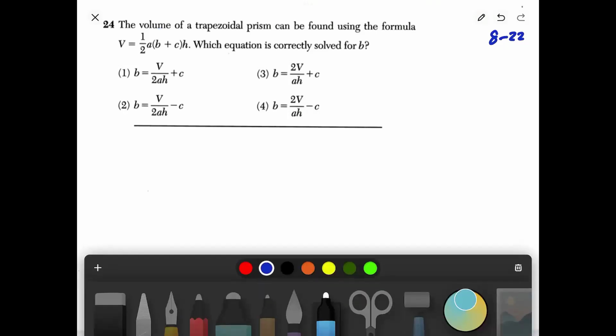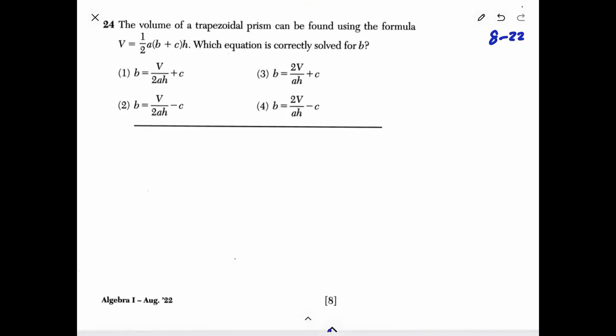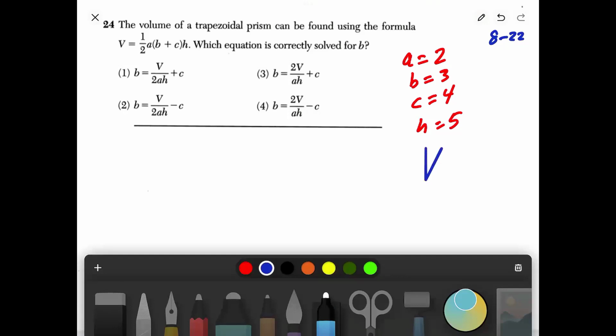Now, they want you to do it algebraically, but if it's in the multiple choice section, you can use the storing feature. So let me show you how you can do it. Every variable that you see on the right-hand side of the equation, you're going to give a number. So A is equal to 2, B is equal to 3, C is equal to 4, and H is equal to 5. And all we're going to do is plug in all those numbers, and then calculate using the formula what V is.